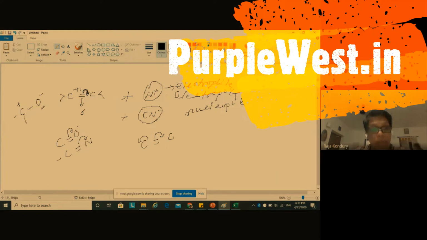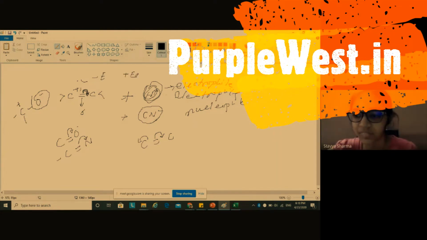Now it depends on the nature of the attacking reagent. What is the attacking reagent? H plus. Then H plus will move towards this oxygen. And if it is CN minus, it will move towards carbon. So depending on which atom the attacking reagent attaches to, you define a minus E effect or a plus E effect.